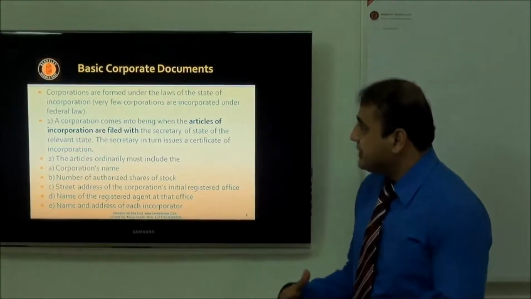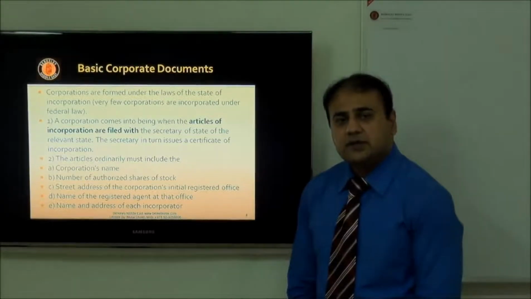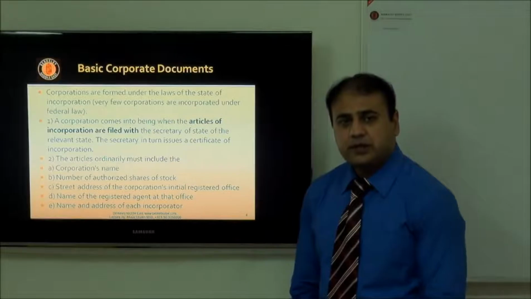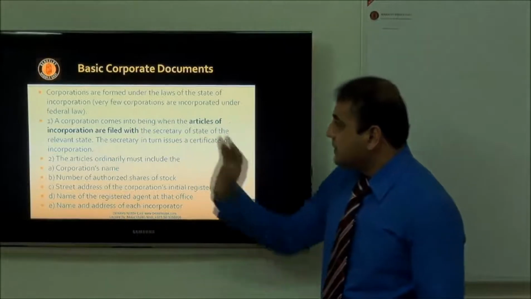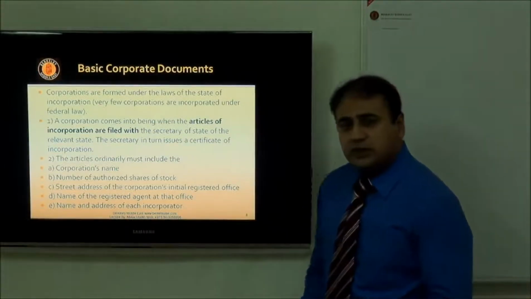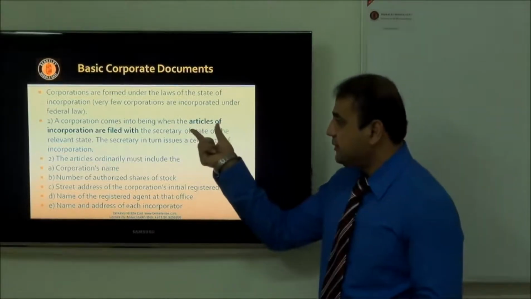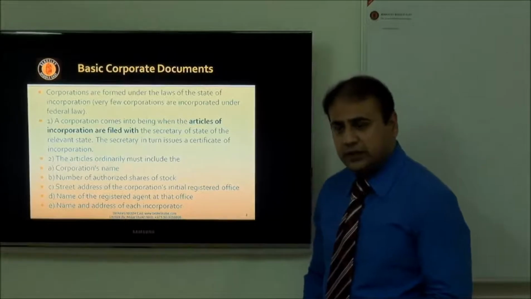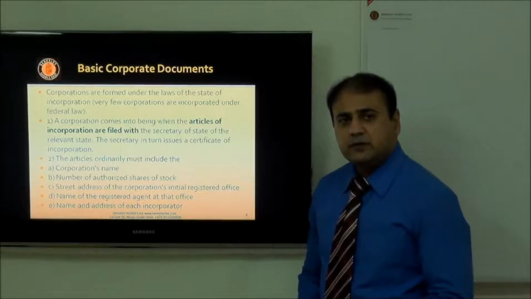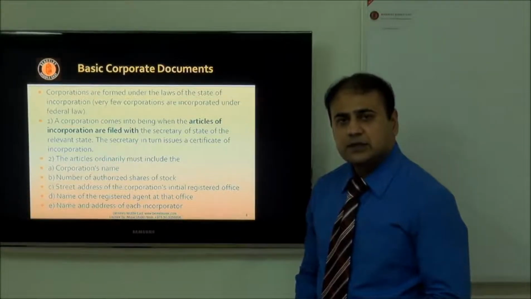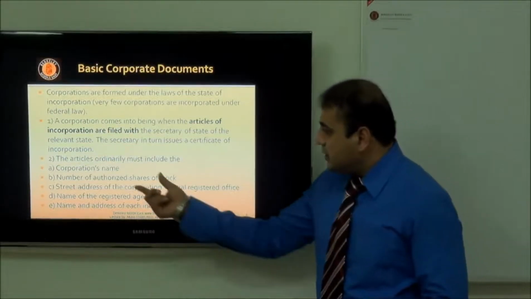Then what are the basic corporate documents which are required? Generally you need a certificate of incorporation so you can operate with legal openness in the operations. Certain companies are formed under federal law, which are very few, but generally the companies come into being with the articles of incorporation filed with the Secretary of State. It may have the memorandum of association, and it has an article of association which explains the purpose of the corporation.